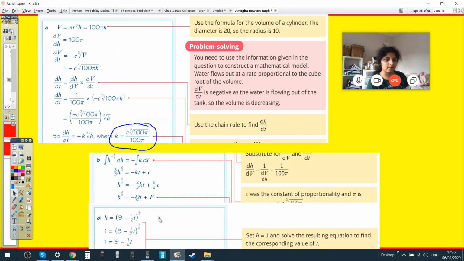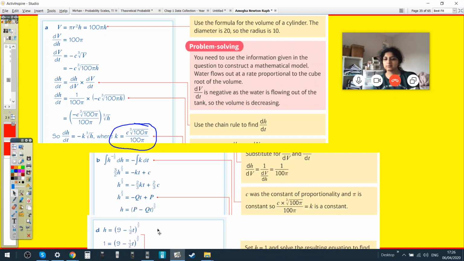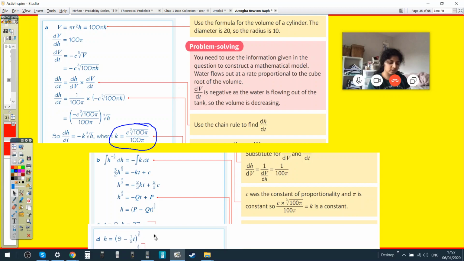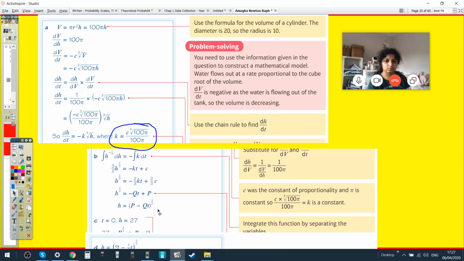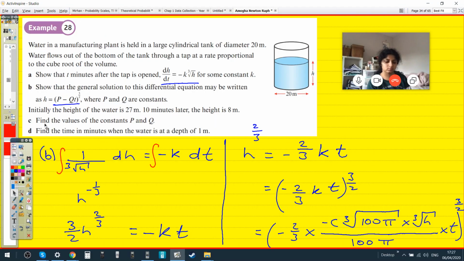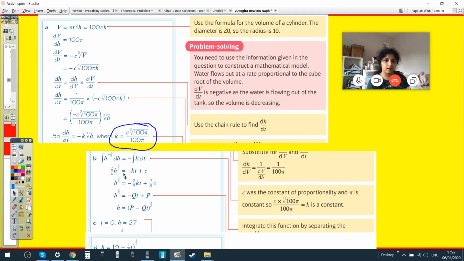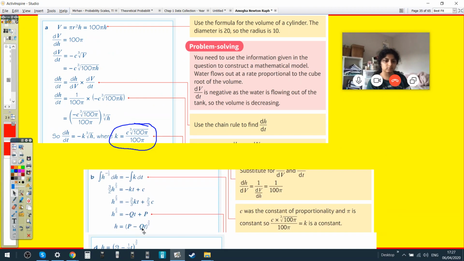Does the plus c have a value? C was the constant of proportionality, and pi is constant, so that is k, sure. No, you wouldn't have a cube. That's not part of the constant part. You would just have the minus c and then 100 pi. Hang on. Is this question B? Yep. So they just literally stopped it there.